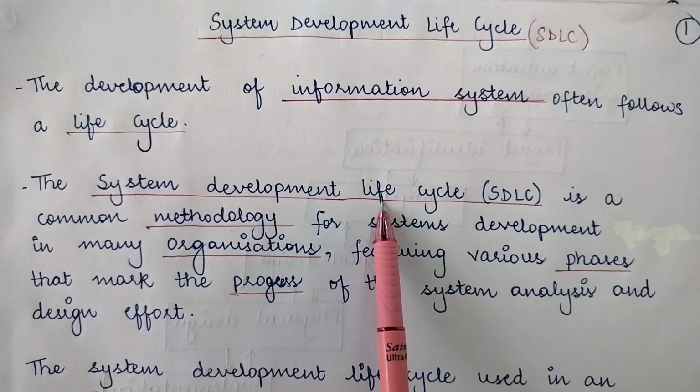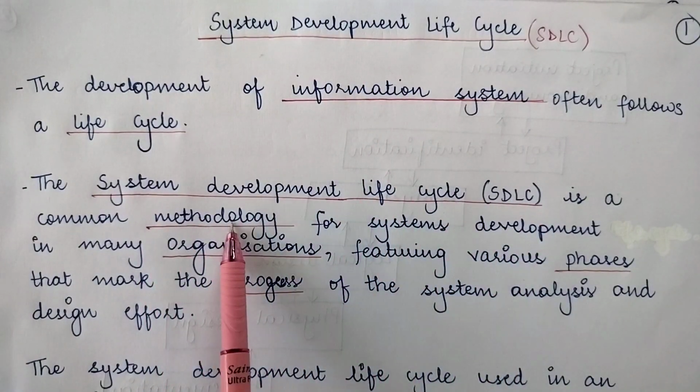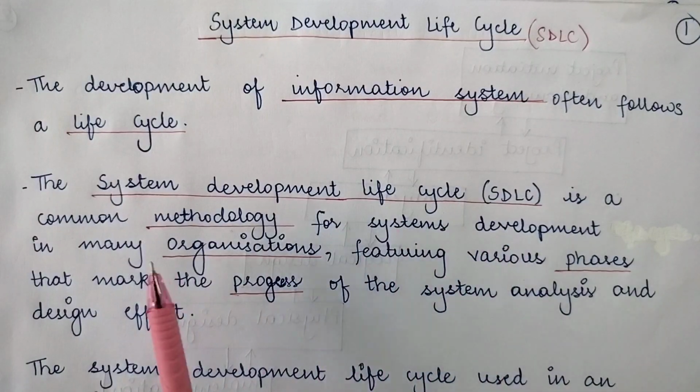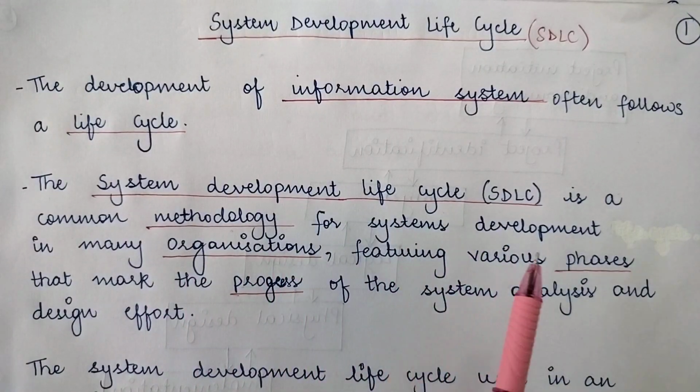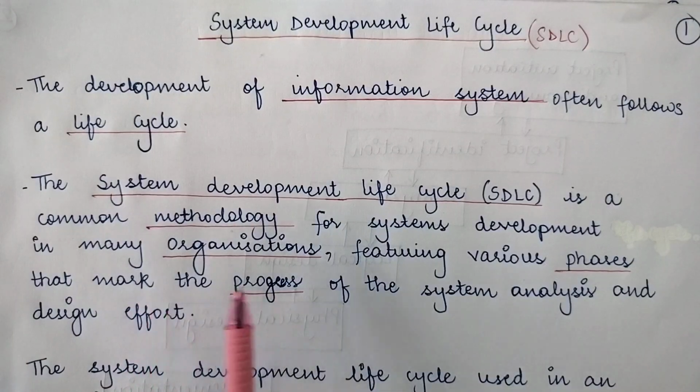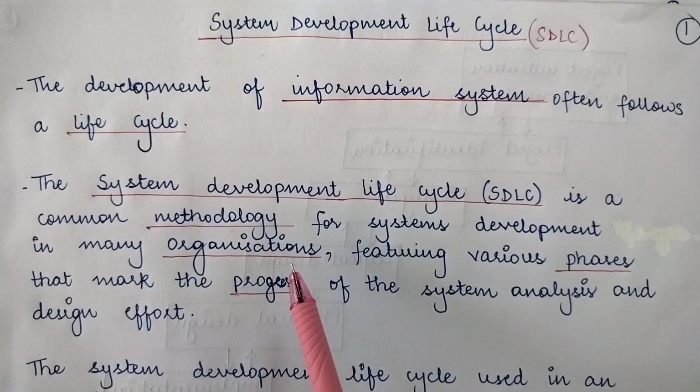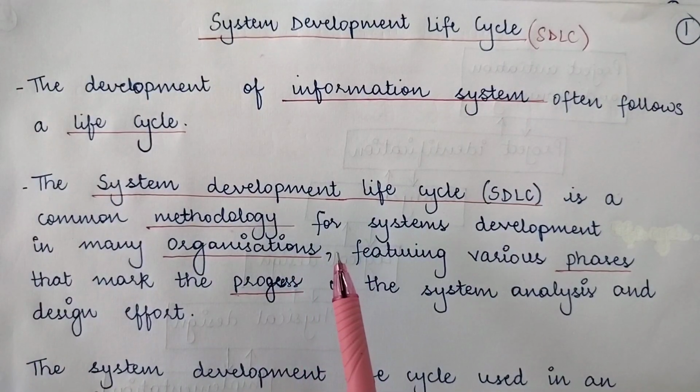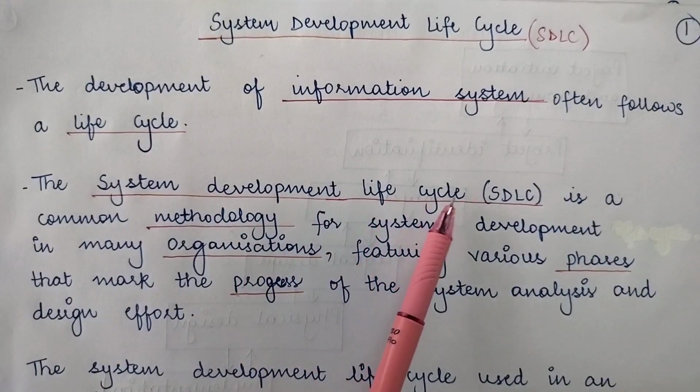The system development life cycle or SDLC is a common methodology for systems development in many organizations, featuring various phases that mark the progress of the system analysis and design effort. So, basically it is a common methodology which is used in many organizations, so that the process of system development becomes easier and less complex. This entire process is divided into various stages or phases, and all those phases together are known as system development life cycle or SDLC.